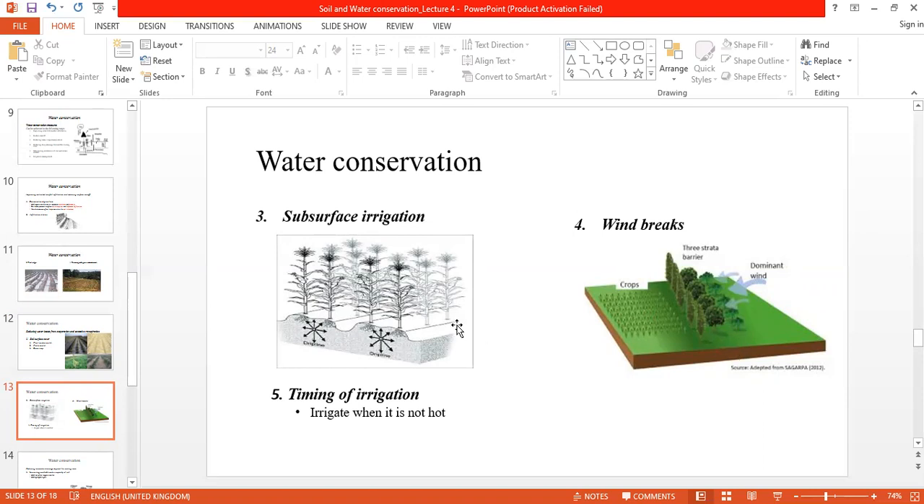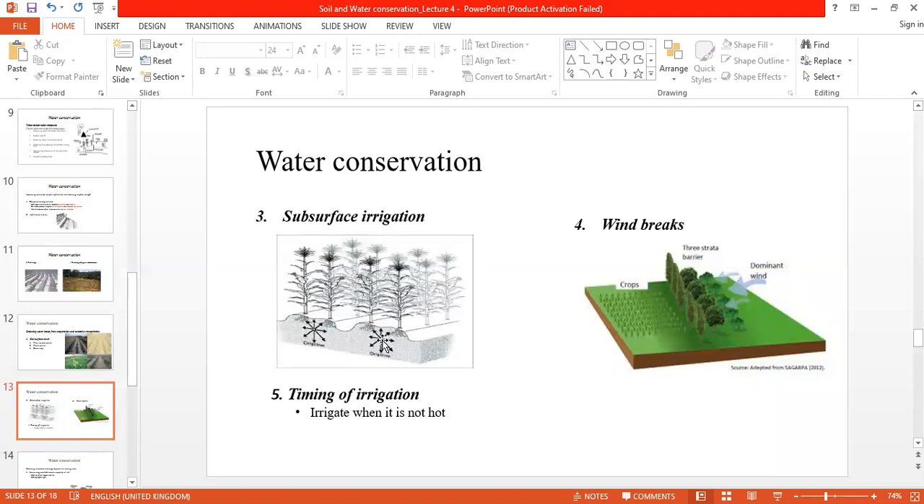Does drip irrigation fall under this? Drip on the surface, no, but where you put pipes below the surface of the ground, where they are buried, that one applies.